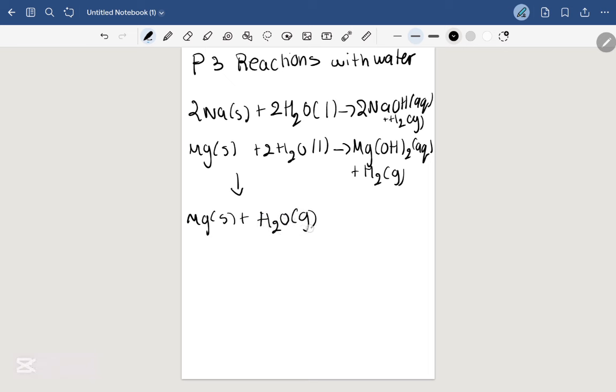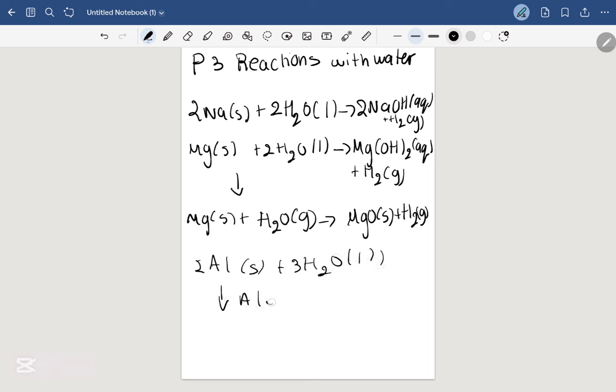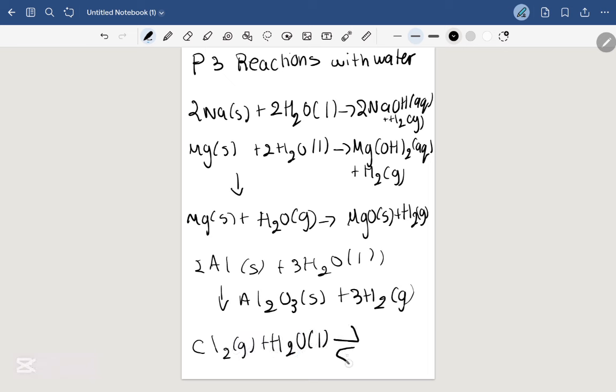Then after magnesium we have aluminum. So 2 aluminum solid plus 3H2O liquid will give me Al2O3 solid plus 3H2 gas. And now last but not least, chlorine gas in addition to water will give me an equilibrium of HClO aqueous in addition to HCl, which is also aqueous. So perfect, that's pretty much it for all of this chapter.